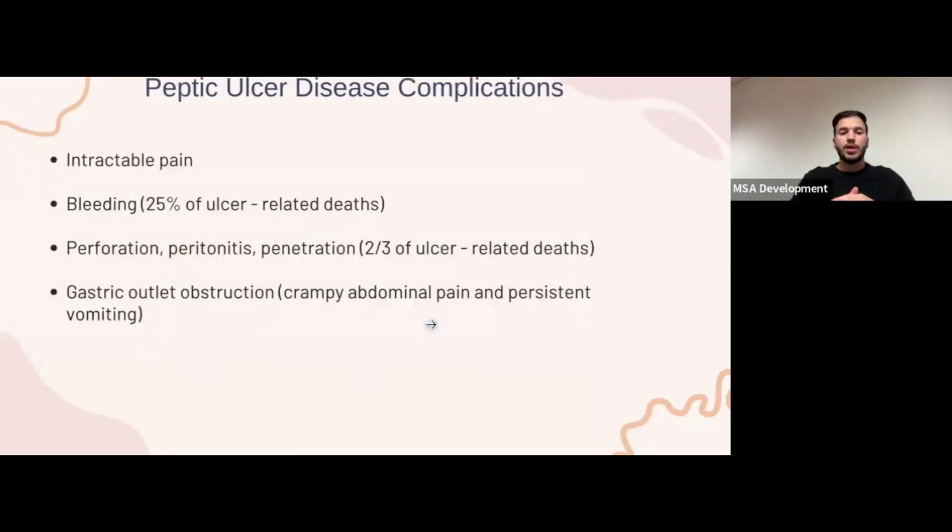What can peptic ulcer disease cause? It may cause intractable pain that cannot be relieved by any medications, bleeding, which accounts for 25% of ulcer-related death, perforation, peritonitis, and penetration, which is 2 out of 3 of ulcer-related deaths, and finally gastric outlet obstruction, causing abdominal pain and vomiting.